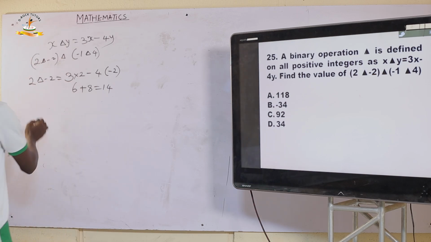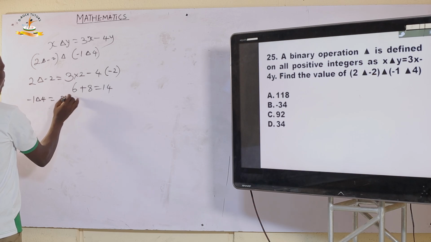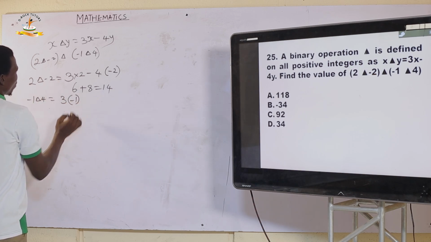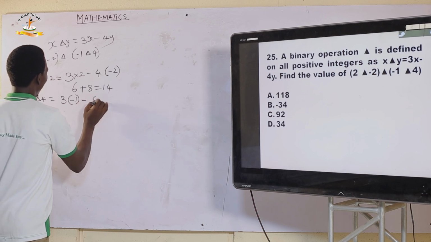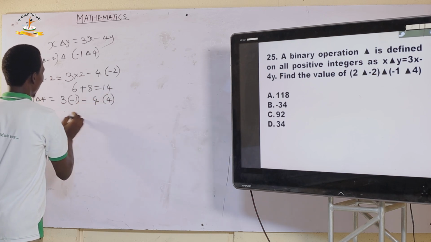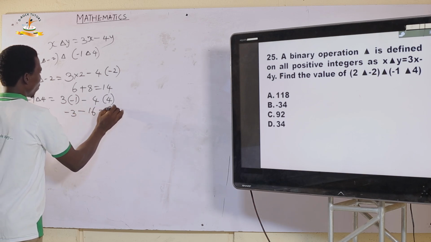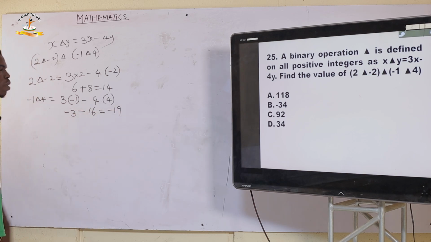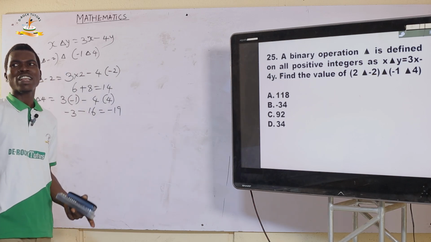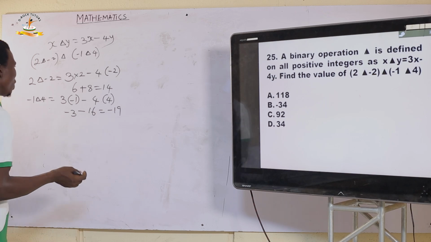We go again, minus 1 delta 4 is going to be 3 into, instead of writing x, I write minus 1. I close the bracket, minus 4 times 4, and this is going to be minus 3 minus 16, and this simply is minus 19. So we have the solution for the first bracket, we have the solution for the second bracket, and we combine them together, we operate them in a binary mode.